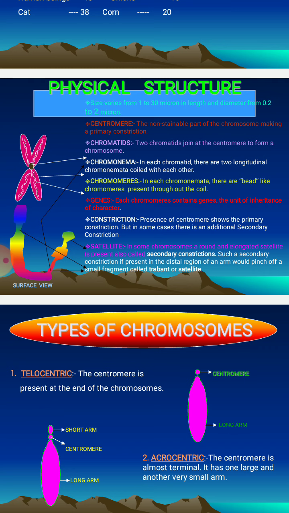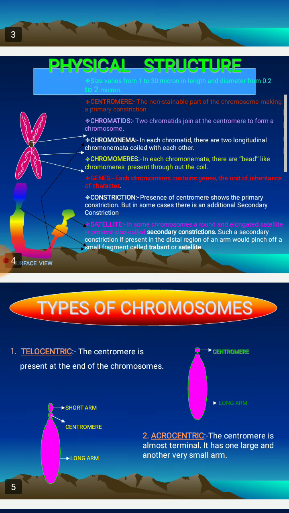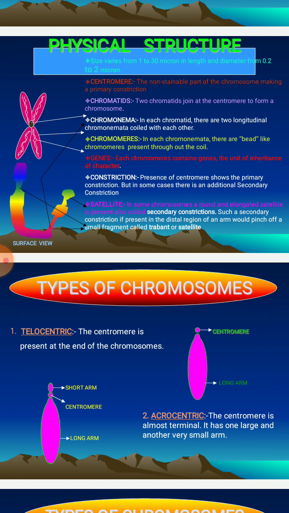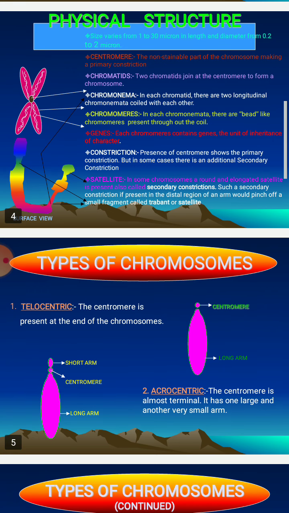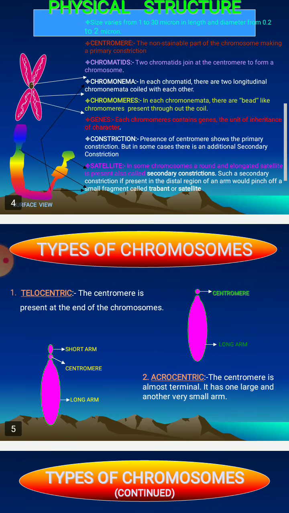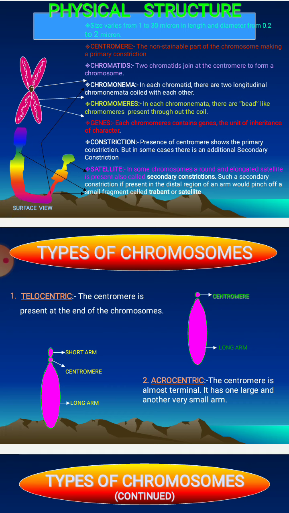Centromere: the non-stainable part of the chromosome making the primary constriction is known as the centromere. Chromatids: two chromatids join at the centromere to form a chromosome. Chromonema: in each chromatid there are two longitudinal chromonema coiled with each other. Clear? Chromomeres: in each chromonema there are bead-like chromomeres present throughout the coil. Genes: each chromosome contains genes, the unit of inheritance of characters.